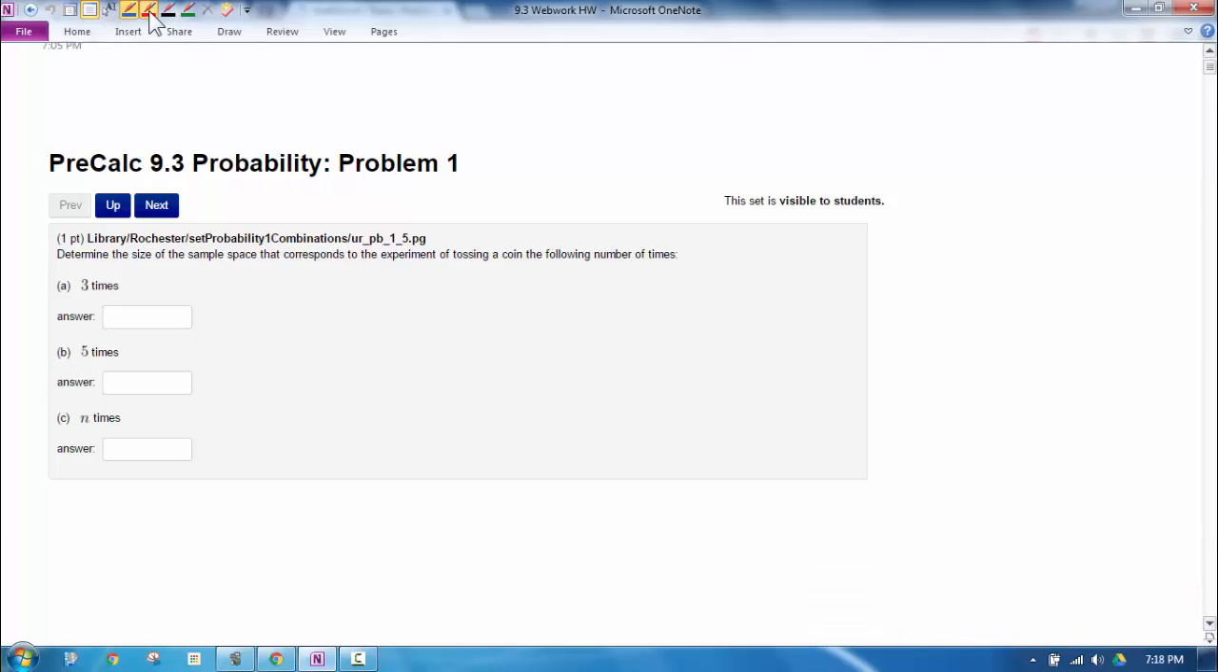Okay, this is 9.3 homework help. First problem says determine the size of the sample space that corresponds to the experiment of tossing a coin a certain number of times. So 3 times.